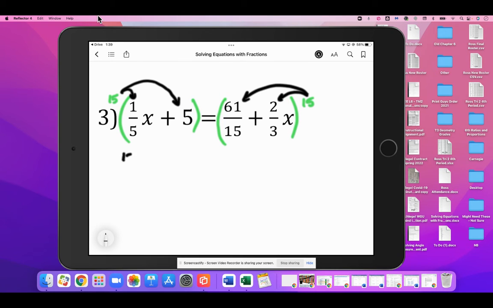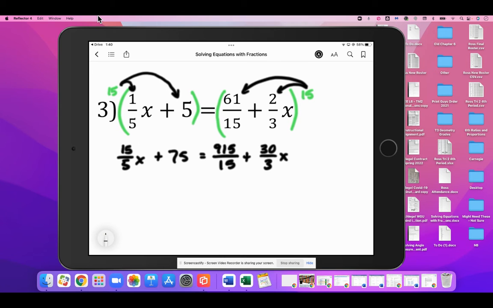So we're going to have 15 over 5x plus 15 times 5 is going to be 75. And 61 times 15, I think, is going to be 915. Just did that in my head. I'm going to check out the calculator in a second. Plus 30 over 3x. And let's see what the calculator says. 15 times 61. Let's see if I got it right. Yep. Not too bad for an old guy.